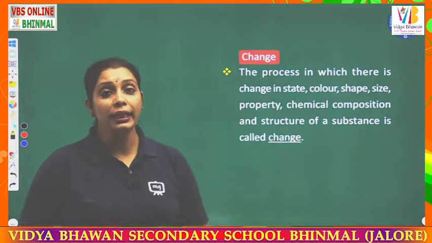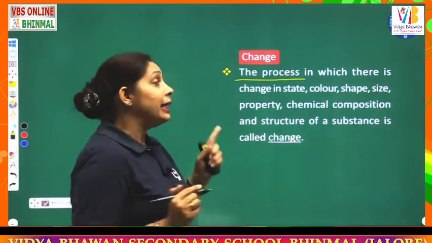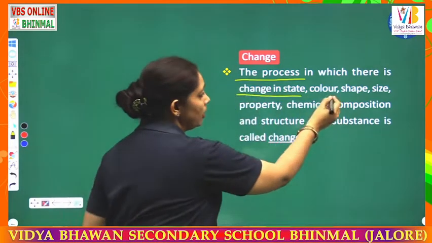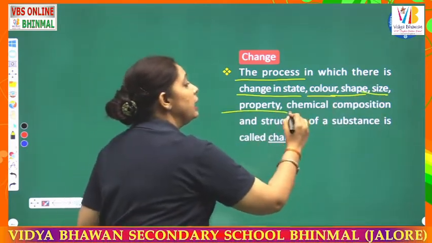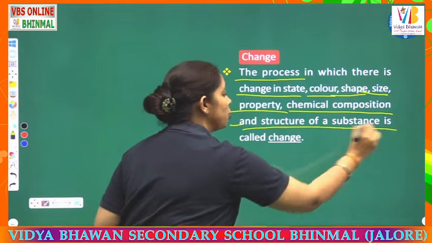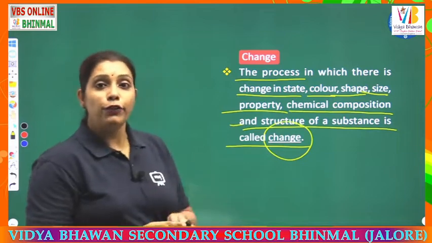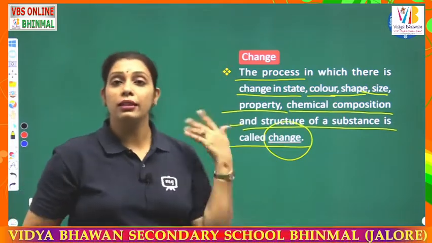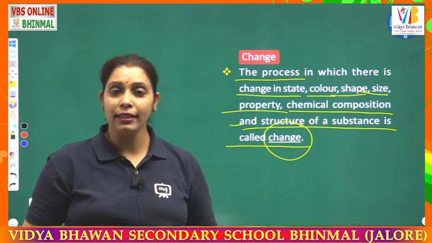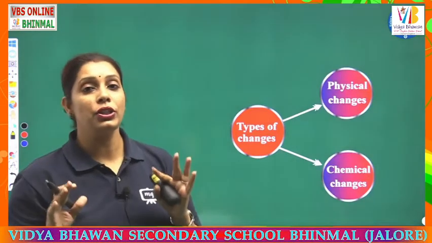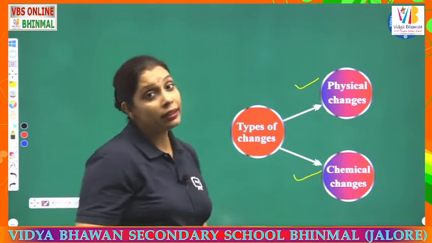So students, we can say what is change? We can say the process in which there is a change in state, color, shape, size, property, chemical composition and structure of a substance is called change. Is it clear to everybody? If you understand what is change, then it is very easy for you to understand physical and chemical change. Okay class, we divide changes basically into two types. First one is physical change and second one is chemical change.